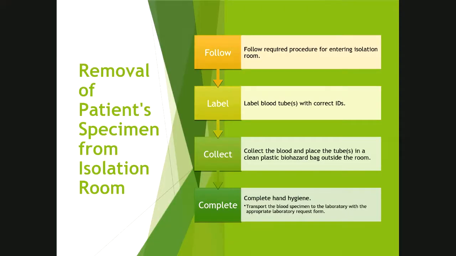So, removal of patient specimens from an isolation room, we're going to follow required procedure for entering the isolation room. There will be a cart on the outside of the patient's room that says what PPE you need to wear. We're going to label the blood tubes with the correct IDs. It has to be by the patient's bedside. We're going to collect the blood and place the tubes in a clean plastic biohazard bag outside of the room, and complete hand hygiene. Transport the blood specimen to the laboratory with the appropriate laboratory request form. And also keep in mind that we need to perform our hand hygiene.